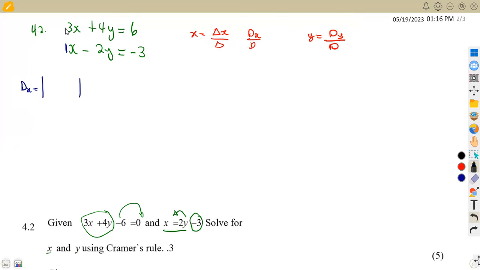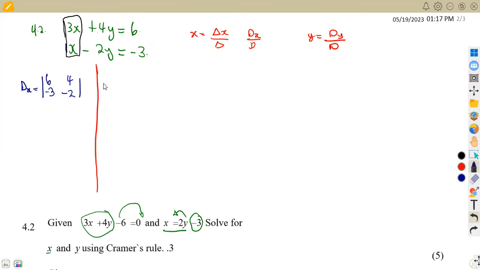So in this case, we are not considering this part with X. So you close this part, we substitute the constants, which is 6 and negative 3. So this is going to be 6, negative 3. Y is going to remain as it is since we are focusing on X. So Y here, that's a positive 4. Y here, that's a negative 2. All right, so that's the determinant with respect to X. We move on to the other part.